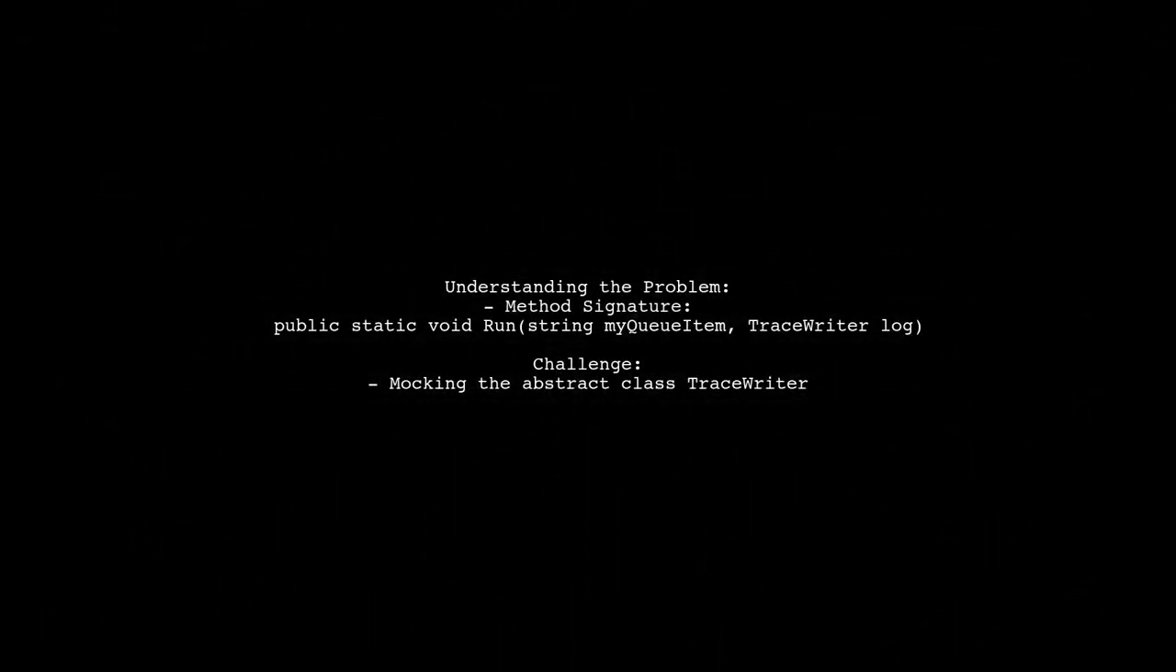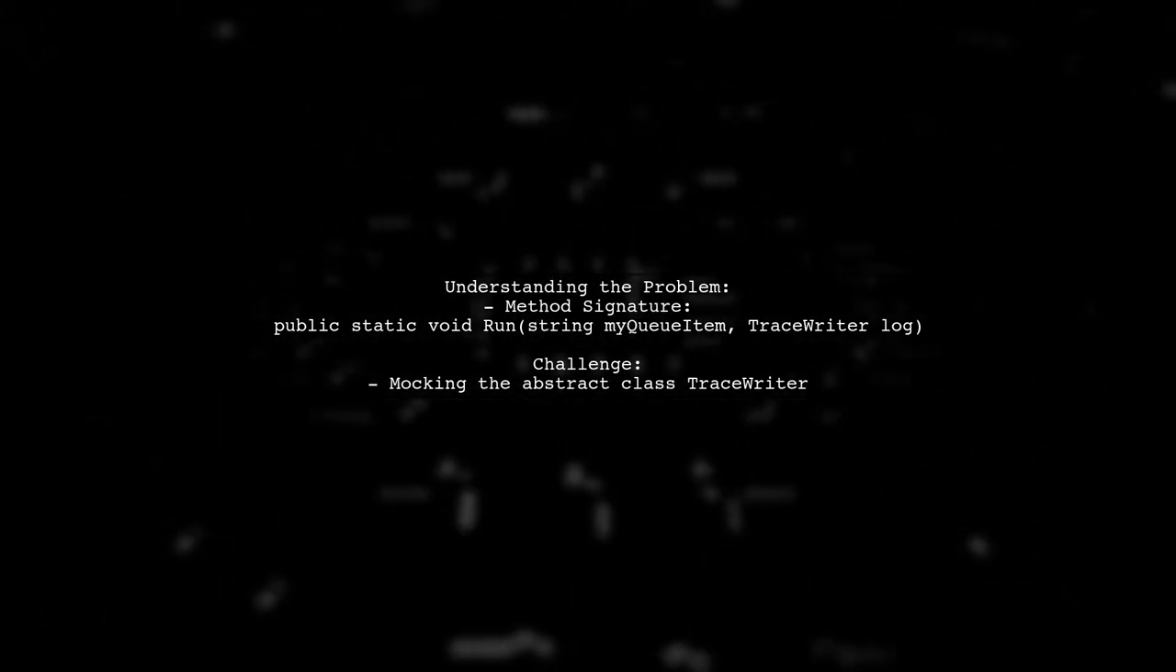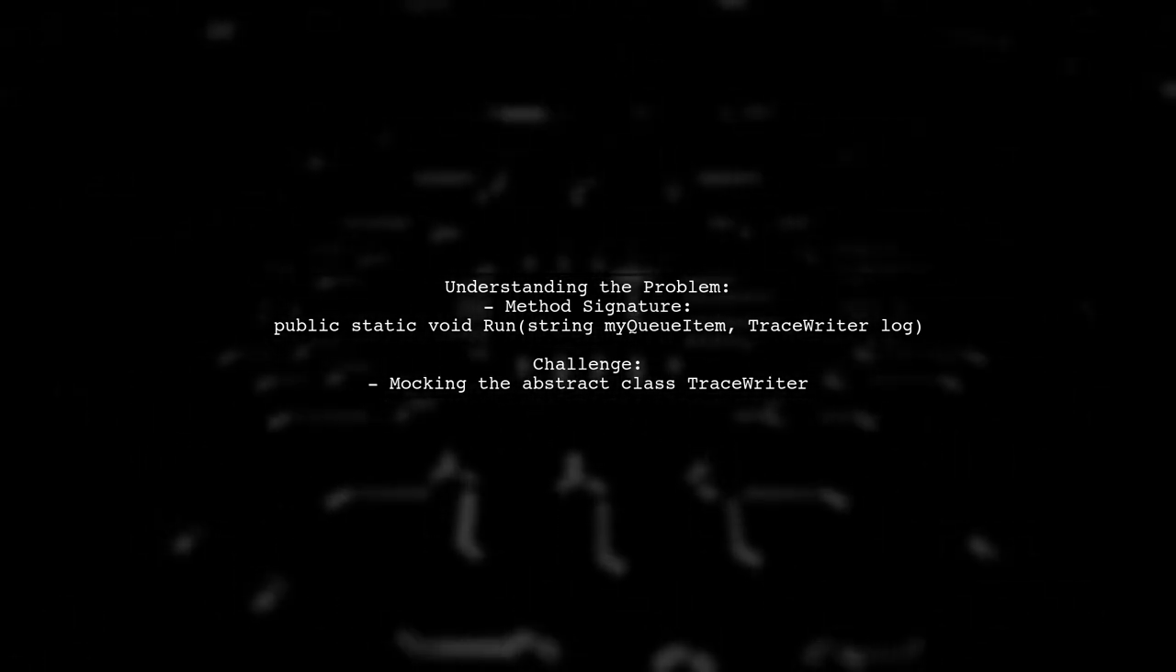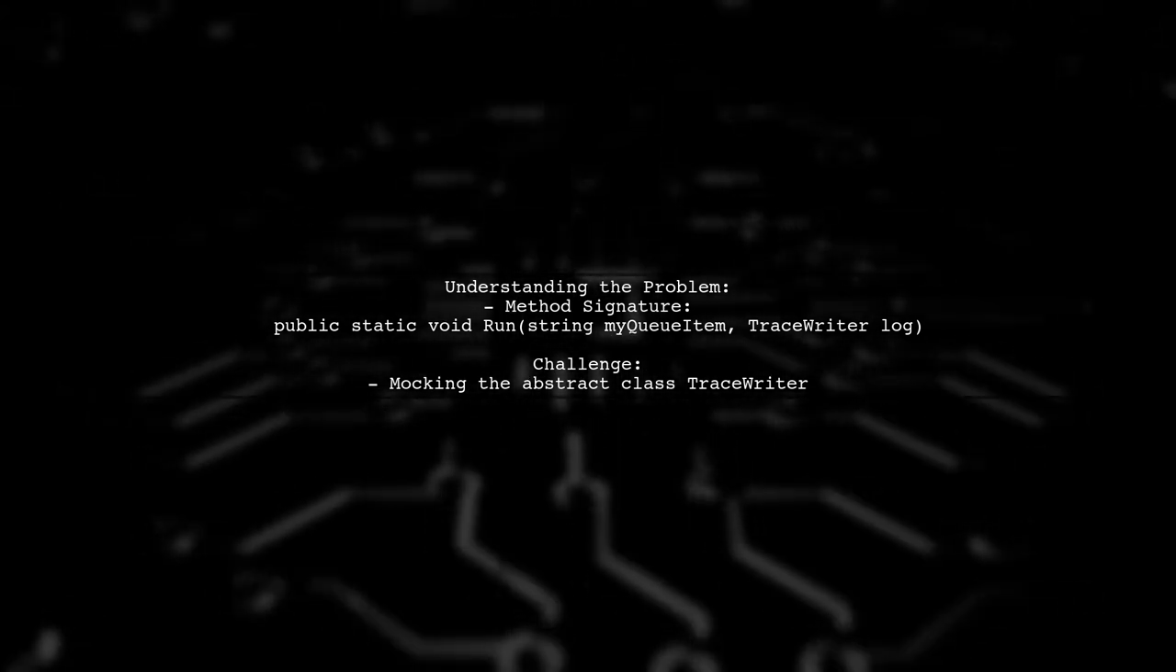To give you a clearer picture, the method signature they're working with looks like this: public static void run(string myQueueItem, TraceWriter log). The challenge lies in creating an instance of TraceWriter for their unit tests. So how can they mock this abstract class and ensure their tests run smoothly? Let's explore some insights and strategies to overcome this hurdle.